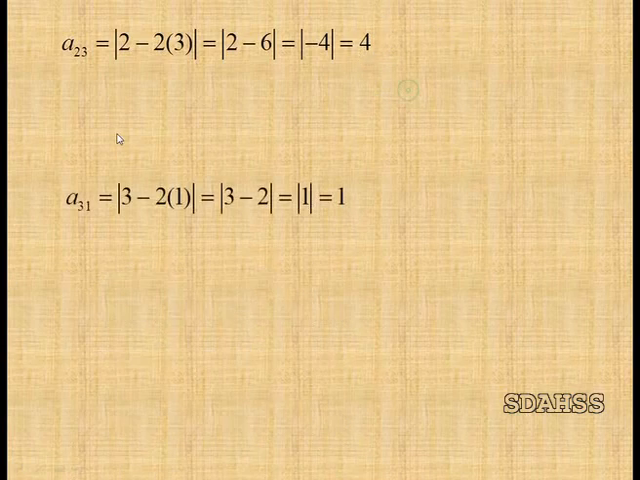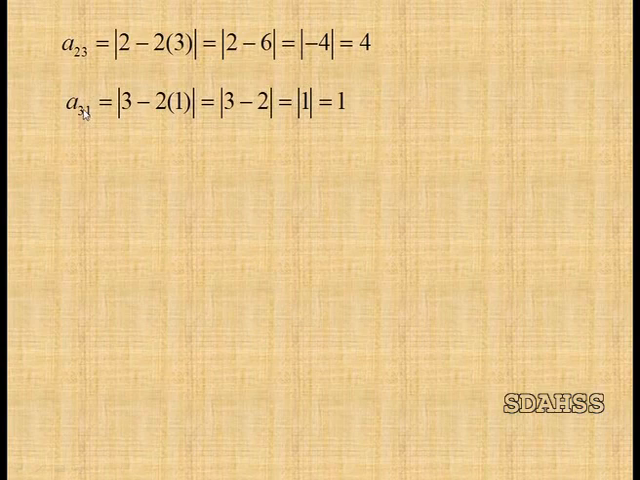Then find A31. A31 is equal to modulus of 3 minus 2 into 1, which is 3 minus 2, which is 1. Already a positive answer. Then positive 1.